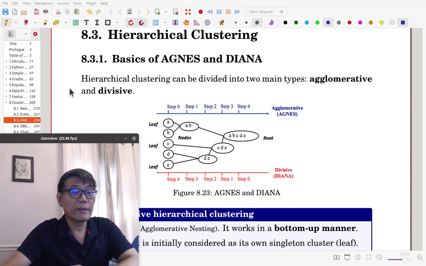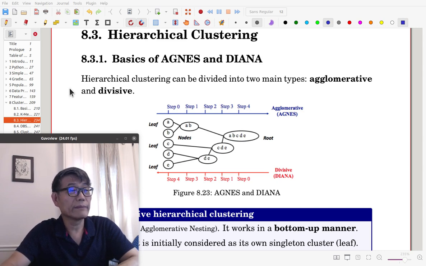It is section 8.3, hierarchical clustering. Here, we'll begin with basics for hierarchical clustering. There are two main types in hierarchical clustering. One is agglomerative and the other one is divisive.